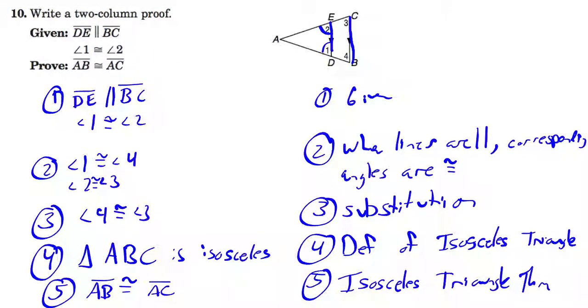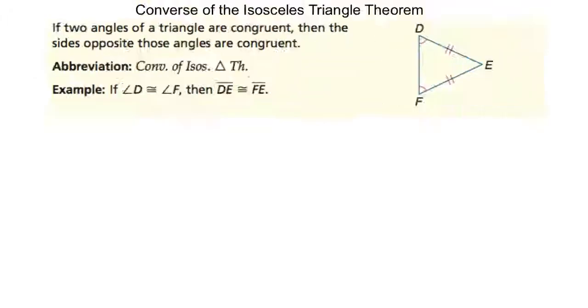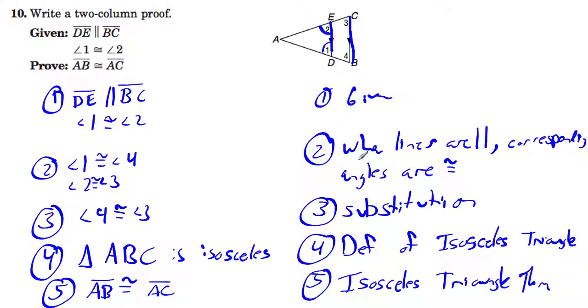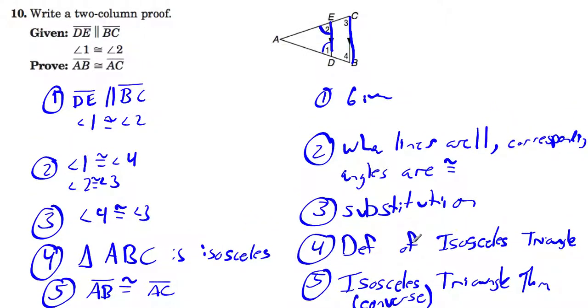So if I go all the way back here, we looked at the isosceles triangle, which says if the sides are congruent, then the angles are congruent. Well, the converse says if the angles are congruent, the sides are congruent. So actually this is the converse, but if you want to just skip that in your proof, I'm okay with that. Other teachers may not be, but luckily you have me.